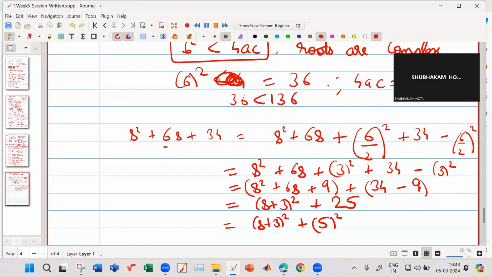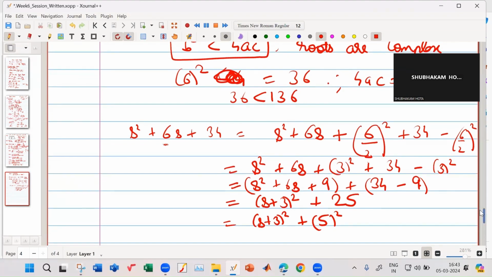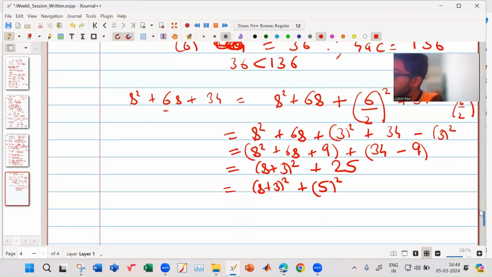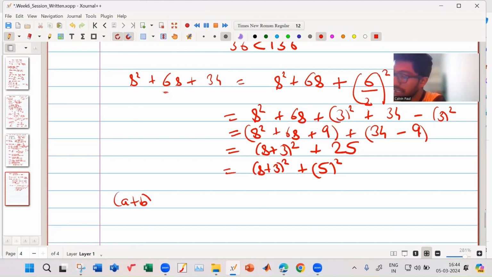Why are you doing this? Because the roots are complex, we have to go through this headache. So we have finally written s square plus 6s plus 34 in this form. Why pick 3, not another number? Because then only we get that 6s. If you know a plus b the whole square, what is it?